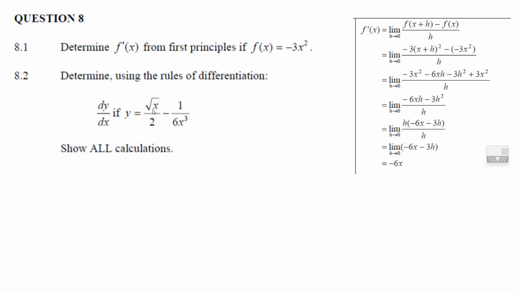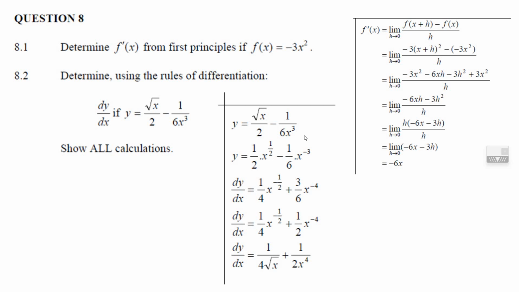Now they ask you to find dy dx, the derivative of y equals root x over 2 minus 1 over 6 x cubed. Well, you can't do this question when it's in this form. You have to take this dividing by 2 and put it in front and make it 1/2. And don't think about root x, change it to x to the half power. And instead of x to the 3 in the bottom, change it to x to the minus 3. And 1 over 6, put it in front like that. And there you go.